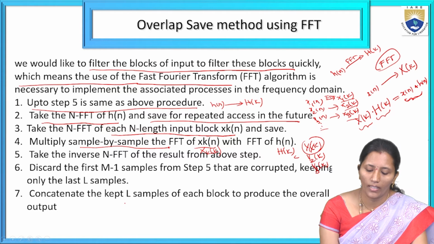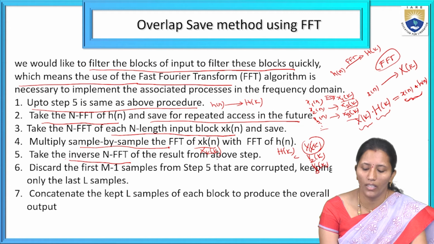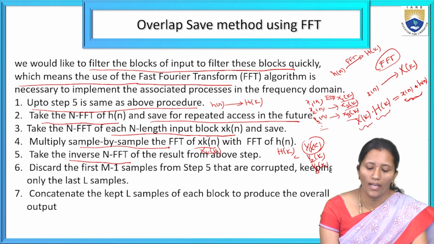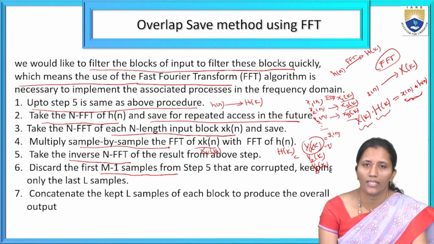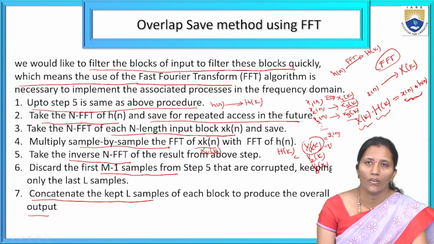That is step 5. We apply the inverse N-point FFT to the result from the above step and discard the m minus 1 samples. So we get y1 of n, y2 of n, and y3 of n. From each, we discard the first m minus 1 samples and concatenate the L samples of each block to produce the overall output. This is another procedure to perform the overlap save method using FFT to increase the speed.